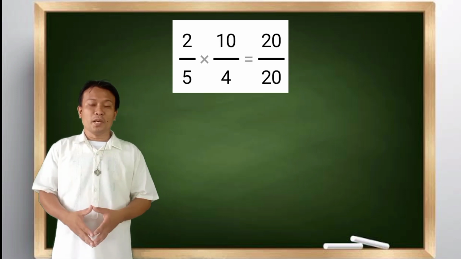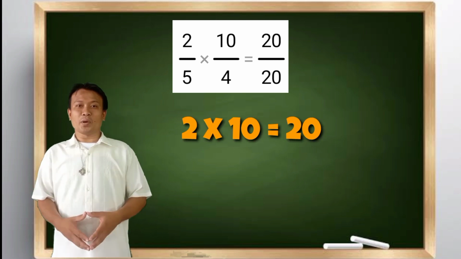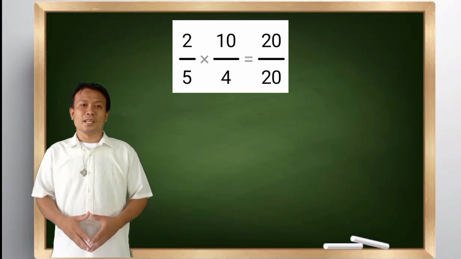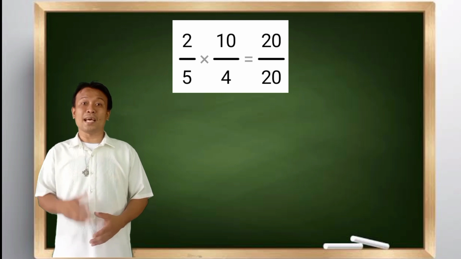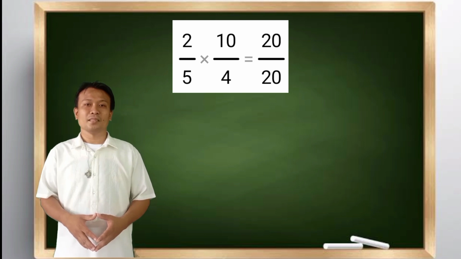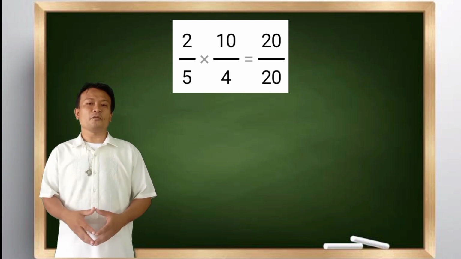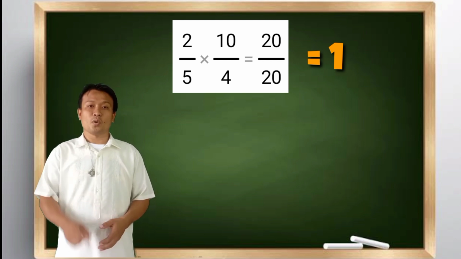We may now perform the process of multiplying fractions. Multiply the numerators 2 and 10. The product is 20. Then multiply the denominators 5 and 4. The product is 20. The answer is 20/20. As part of the rules, when both the numerator and the denominator are the same, change the fraction to 1. Therefore, the final answer is 1.